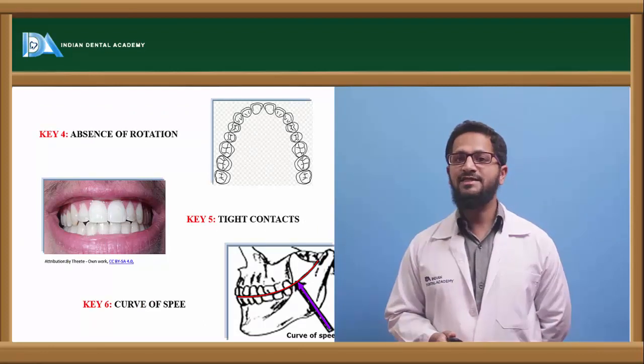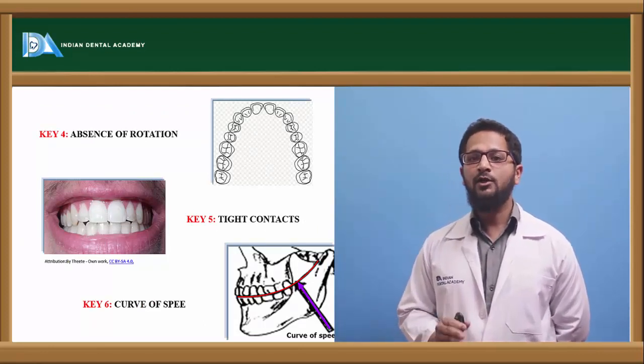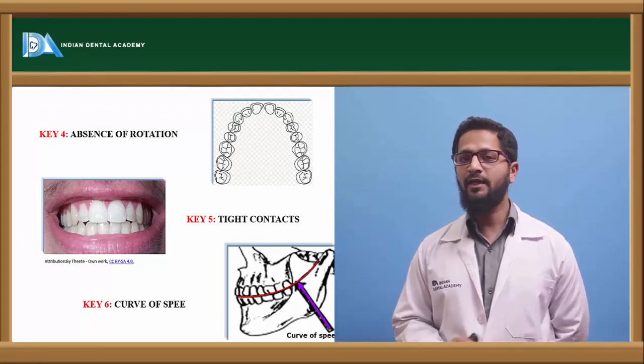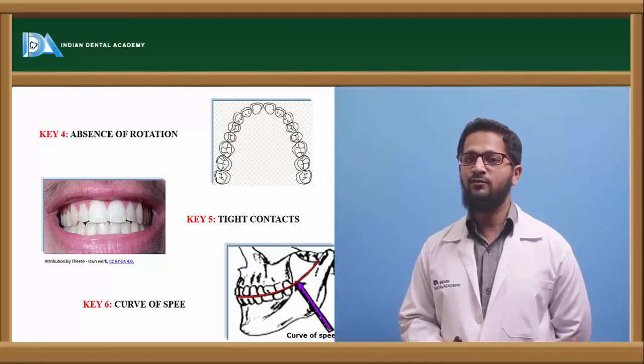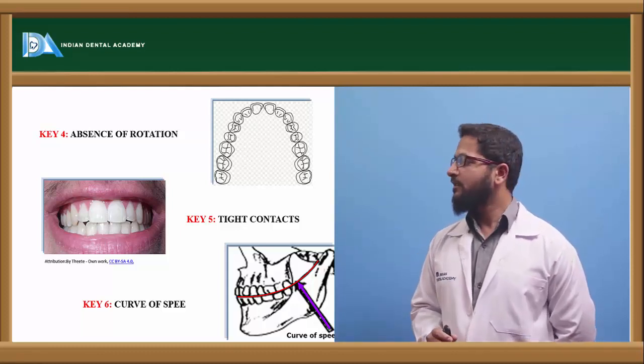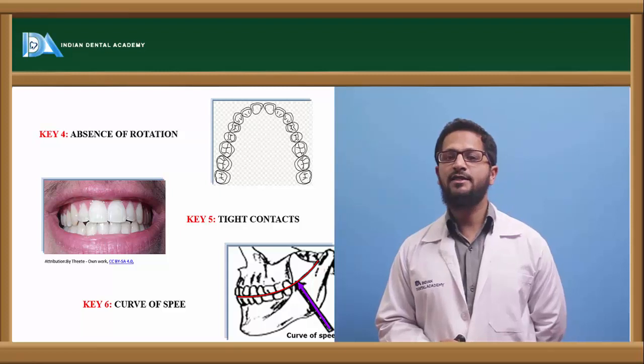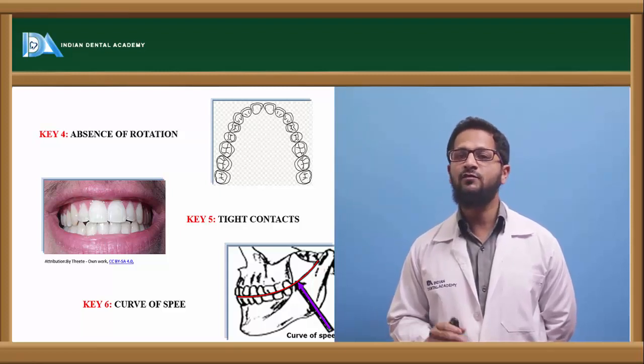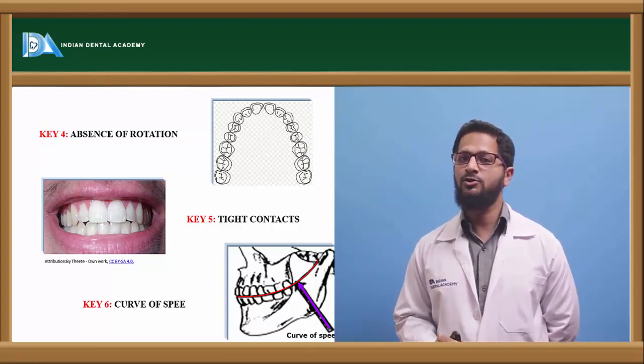The fourth key states absence of rotation. For a normal occlusion to exist, there shouldn't be any rotation present. There should be absence of rotations in the teeth. The fifth key states that there should exist tight contacts. There shouldn't be any spacing between the teeth for normal occlusion to exist.